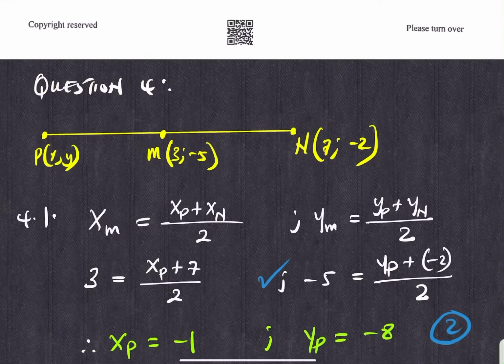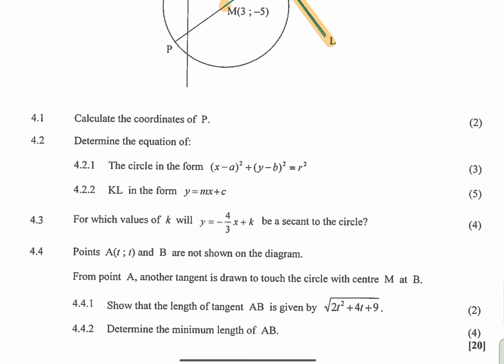Let's check the next question here. 4.3. For which values of k will y equals -4 over 3 x plus k be a secant to the circle?